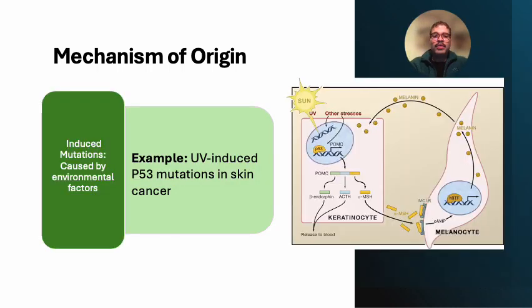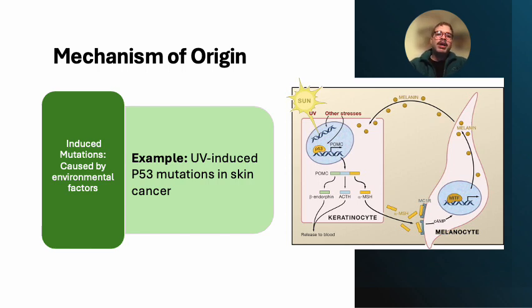Another classification for mutations is induced mutations, which are caused by environmental factors. The example I'll be using for this one is the UV-induced P53 mutation in the skin, leading to skin cancer. UV radiation from the sun is our most carcinogenic environmental factor, and this happens because the UV radiation from the sun penetrates our skin and causes damage to our cellular DNA.